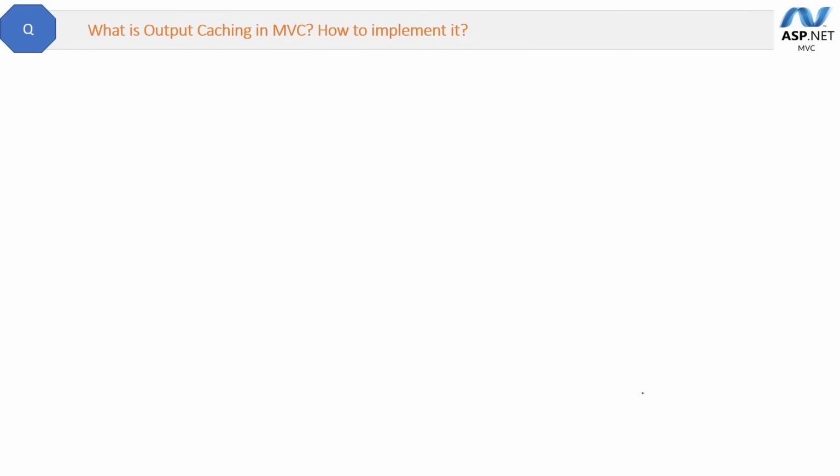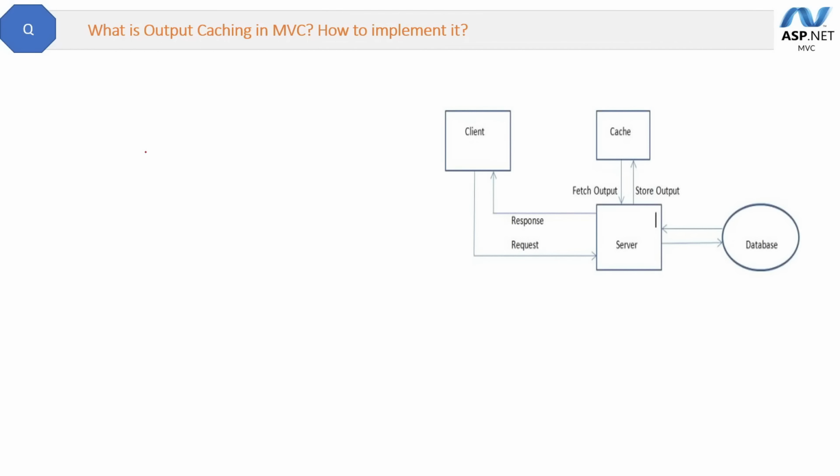What is output caching in MVC? How to implement it? Now you might be aware of the caching concept. Let me just tell you in short, because before output caching we should know what caching is, right? Let me just revise it. The client will request that data, and the request will go to the server, and now the server will request the same data from the database. Now the server will get the response. Some data will be requested multiple times by the client. Now, in order to improve performance, the server will store this frequently accessed data in the cache.